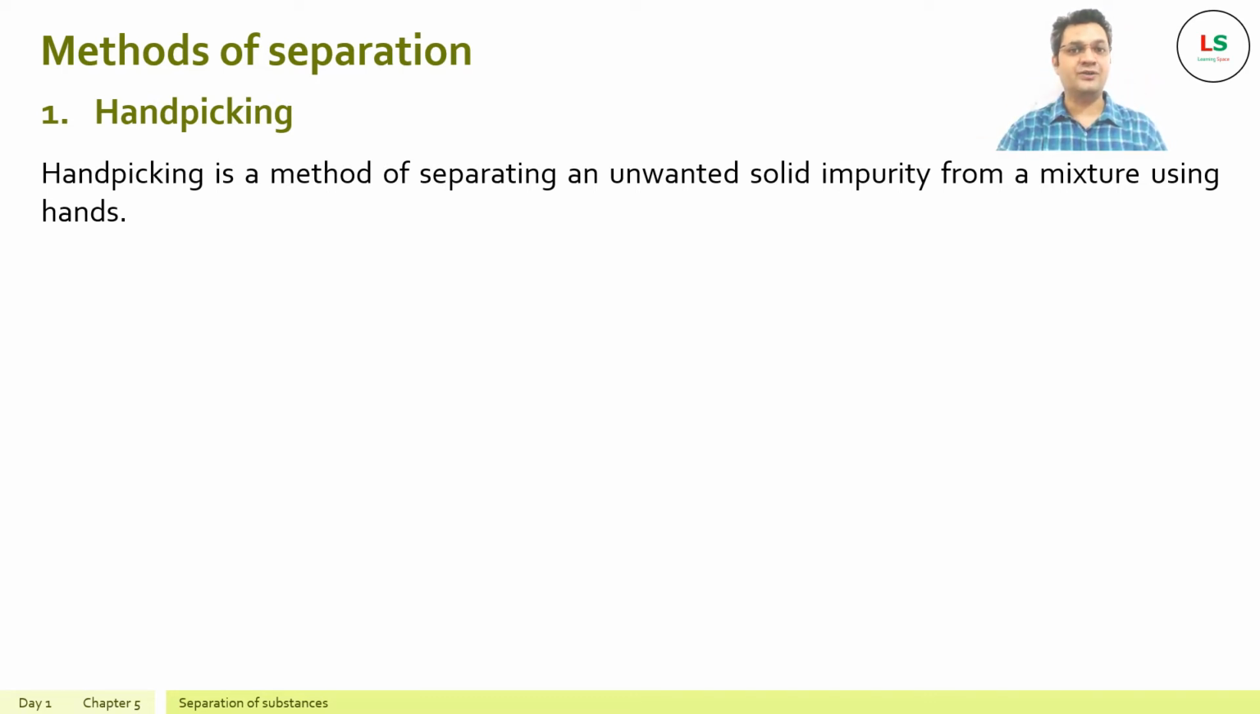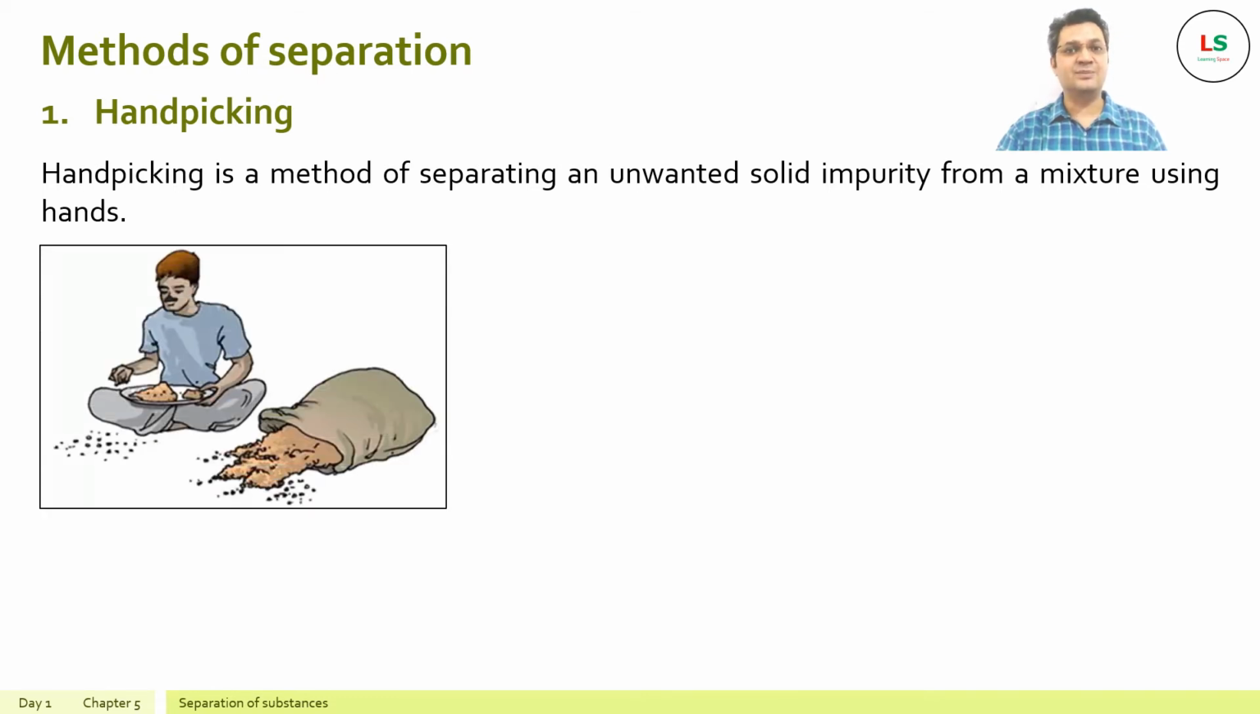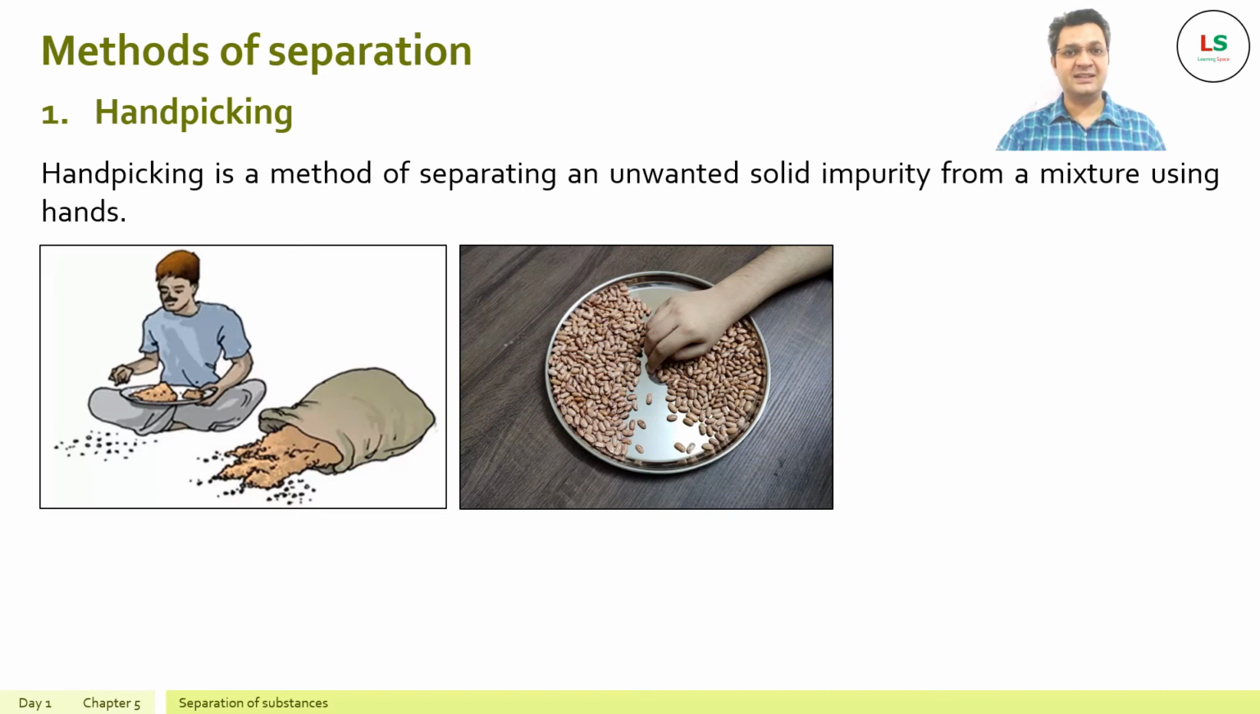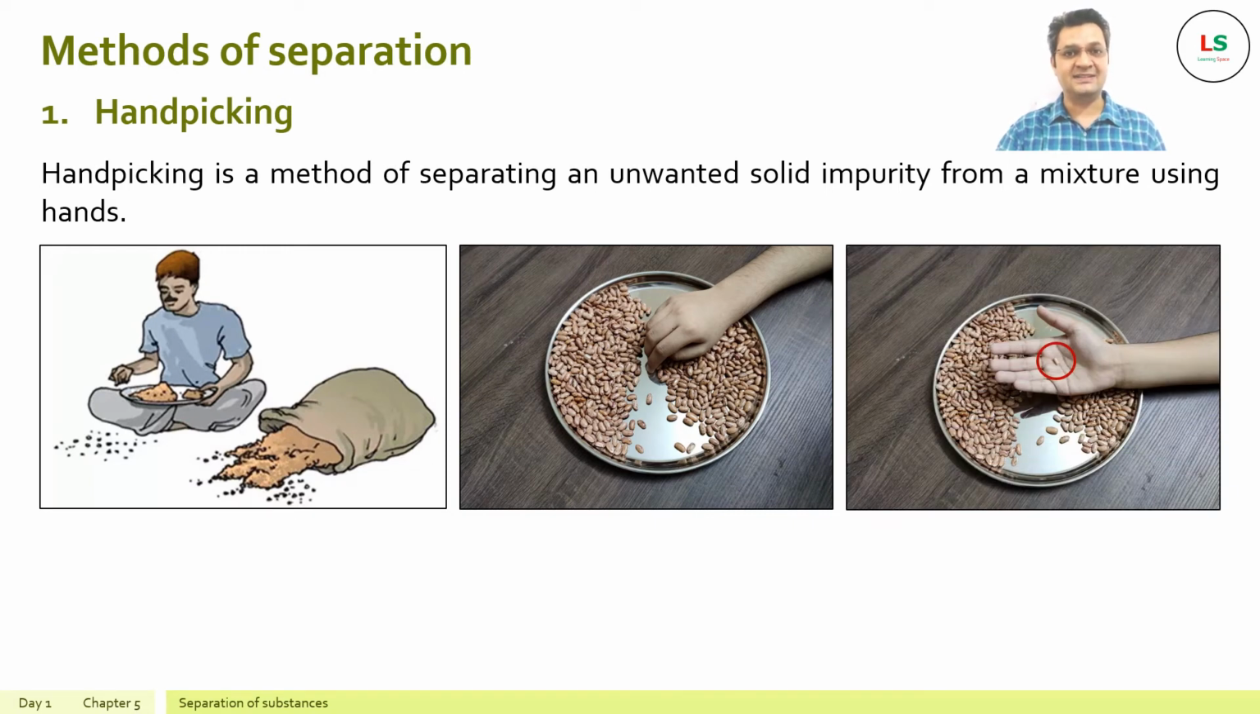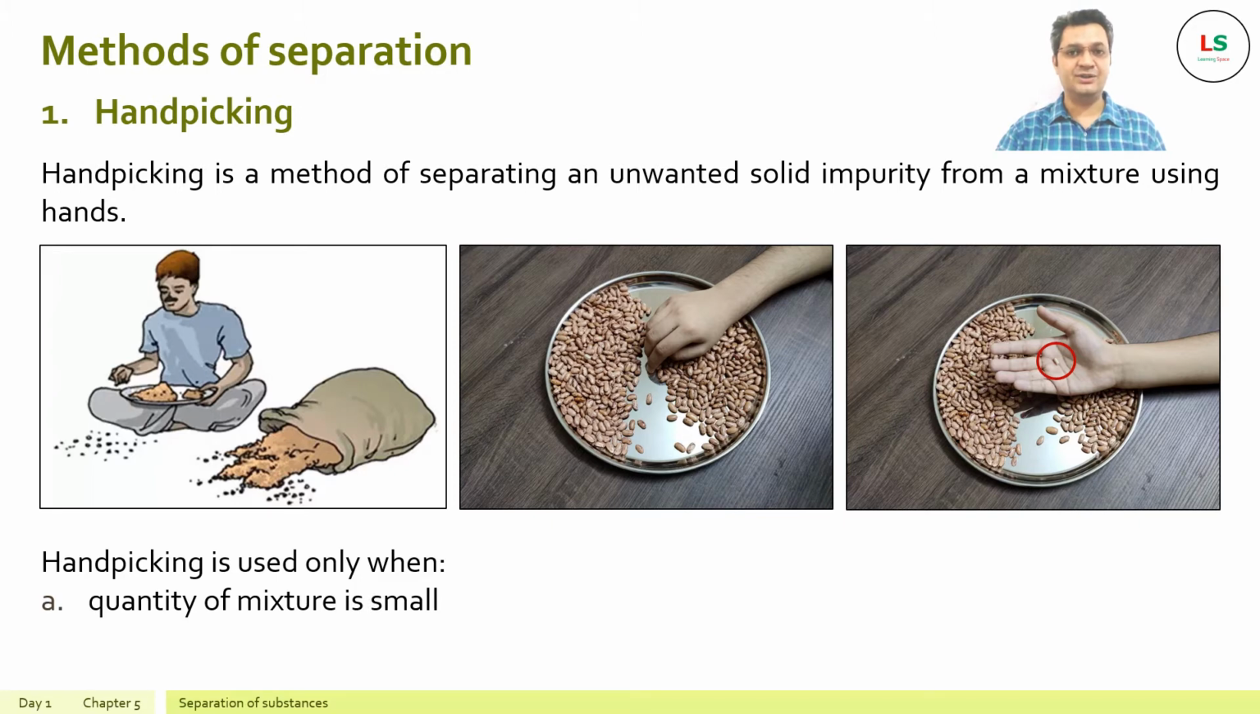If the quantity of impurities is not significantly large, handpicking is the most convenient method to separate substances. It is used at homes to separate the impurities which are stones, husk and stalk pieces from rice, wheat and pulses. Handpicking is only used when the quantity of the mixture is small or the components of the mixture are easily identifiable.